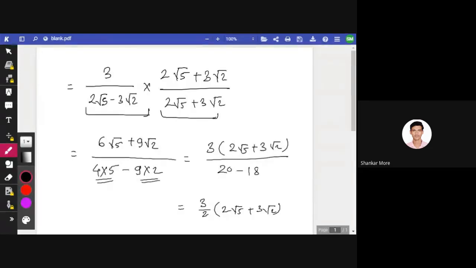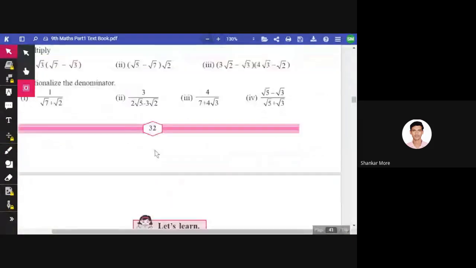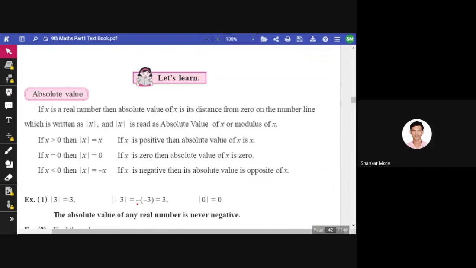All right. ठीक है, चलो. So, what is our next topic then? Our next topic will be absolute value. So, what is absolute value? Absolute value is, if x is a real number, then absolute value of x is its distance from 0 on the number line, which is written as mod of x, and this is also read as absolute value of x or modulus of x. So ठीक है.